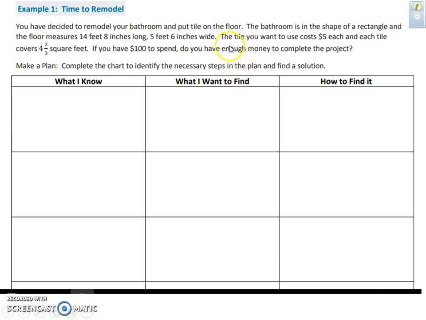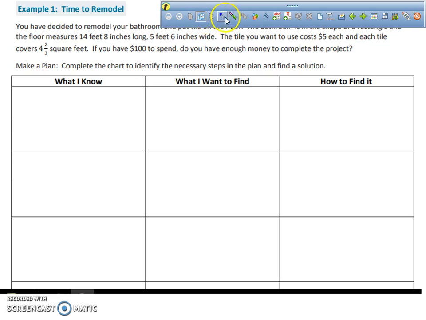We're going to make a plan. Complete the chart to identify the necessary steps in the plan to find a solution. What do we know? Let's go ahead and fill in what we know. So far, this is your alone time.